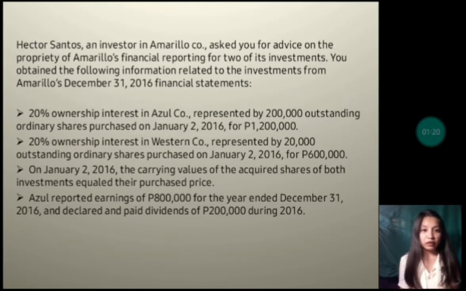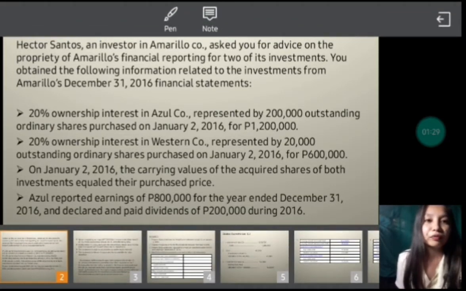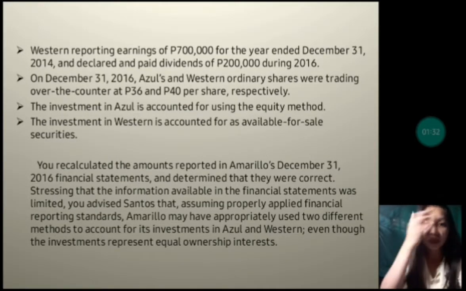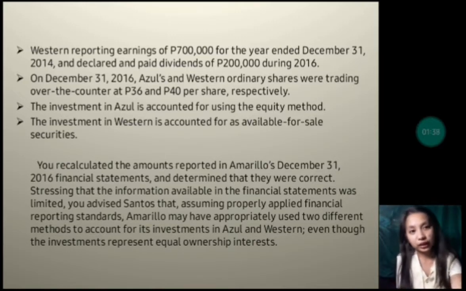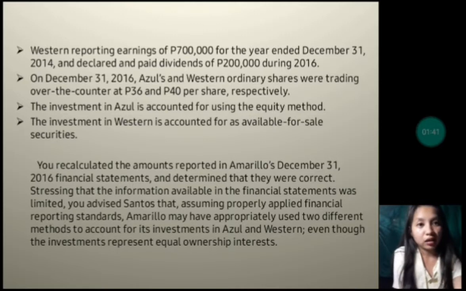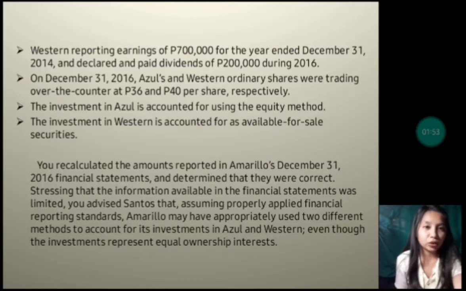Azul reported earnings of 800,000, and also in the same year, Azul declared and paid dividends amounting to 200,000 pesos. And next, Western reported earnings of 700,000 for the year ended December 31, 2014, and in 2016, Western declared and paid dividends of 200,000 pesos. On December 31, 2016, Azul's and Western's ordinary shares were trading over the counter at 36 pesos and 40 pesos per share respectively. So 36 for Azul and 40 pesos per share for Western.